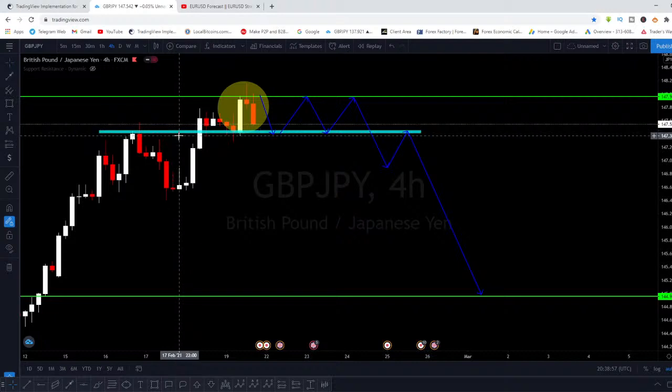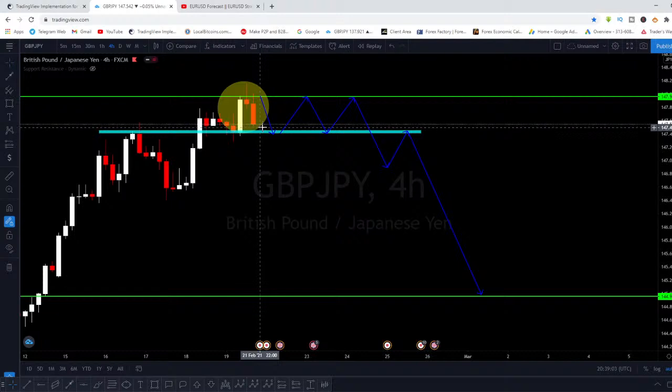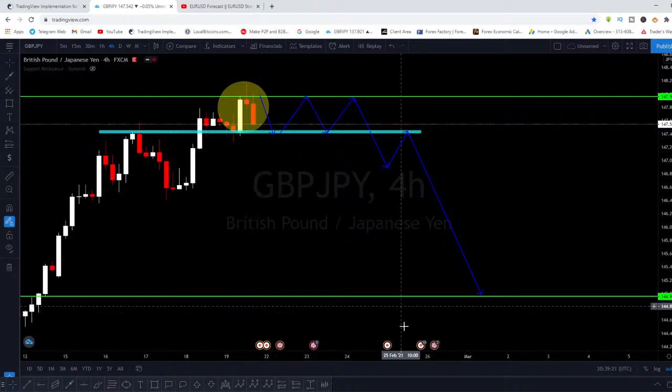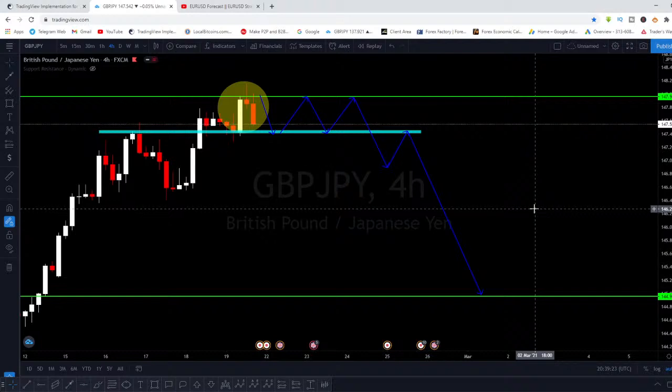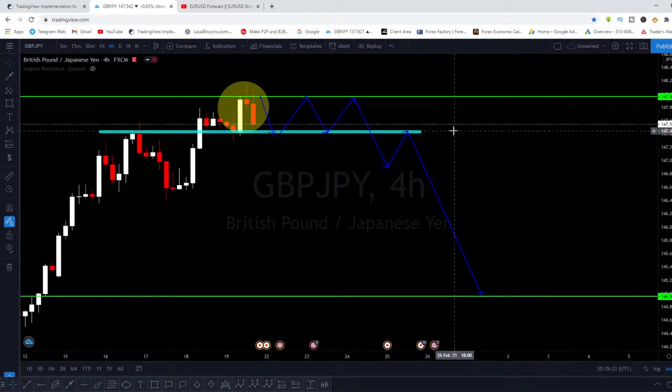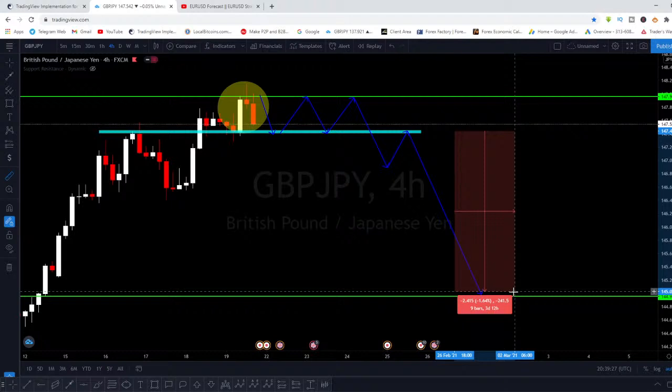which is around price 147.443. Wait for the market to break out of that and have some sort of retracement. Then the market will now push to the downside to around price 144.953. So basically it means that it's going to go down for around 250 something pips.